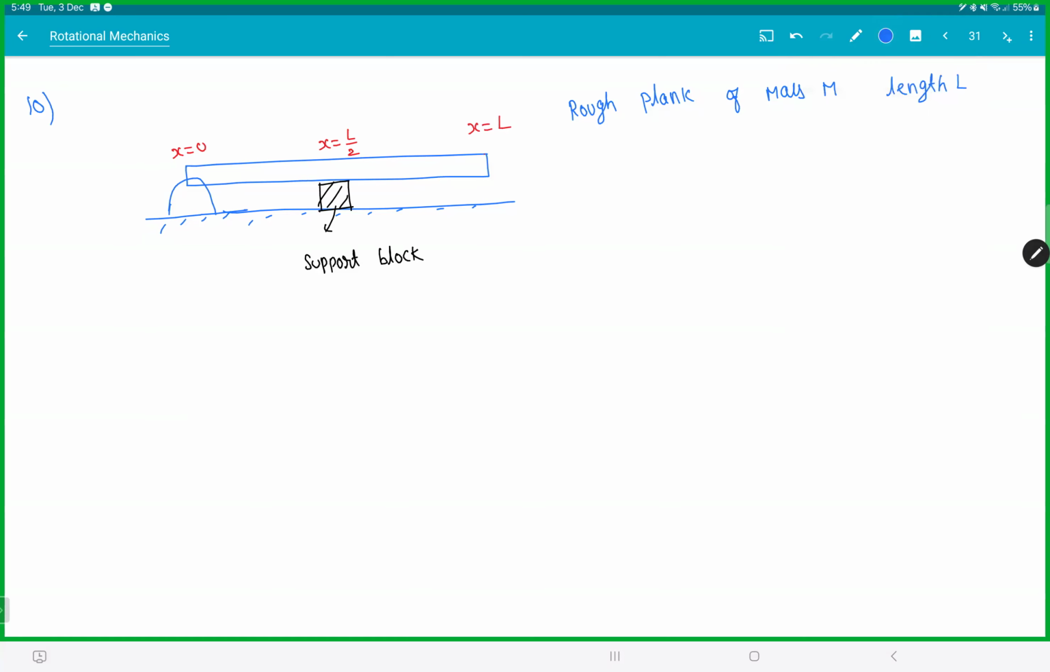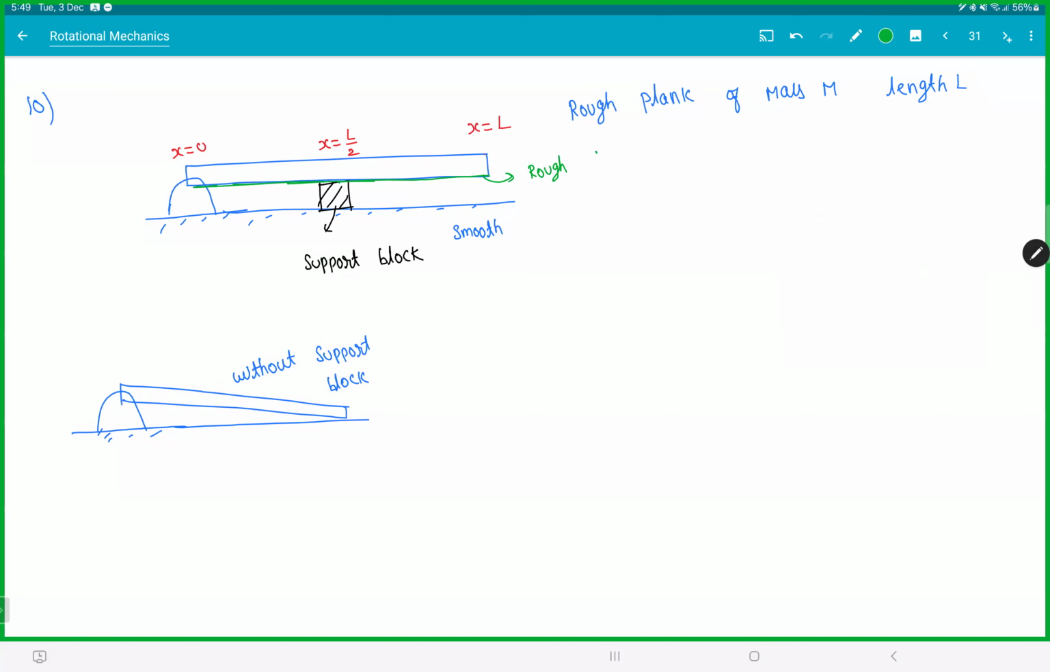If you don't have the support block, what will happen? The rod will look like this, isn't it? This will fall down. So the support block is making sure the plank is horizontal. The ground is smooth, but this plank is rough. So this surface is rough. Friction is mu. Now what you did, you started pulling this block slowly with a force F.